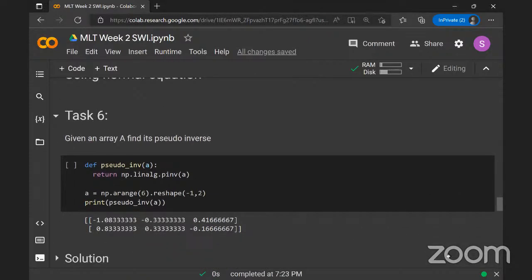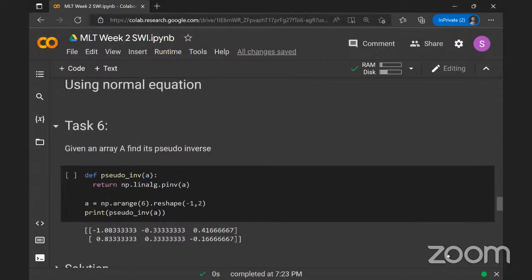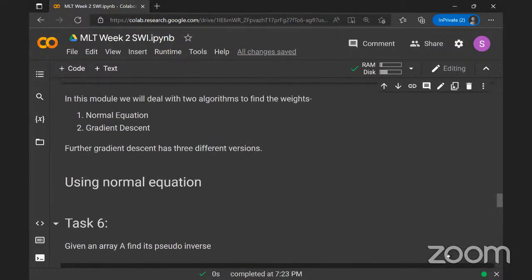Given an array A, find its pseudo-inverse. I think the answer is also visible over there, but I would request you to type in your answers in the chat box.